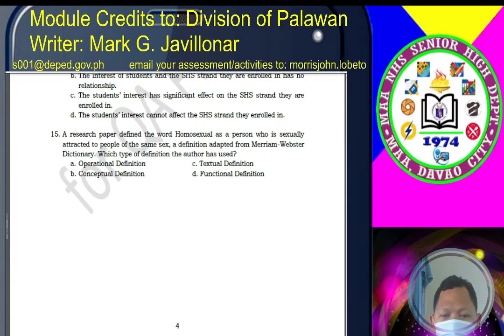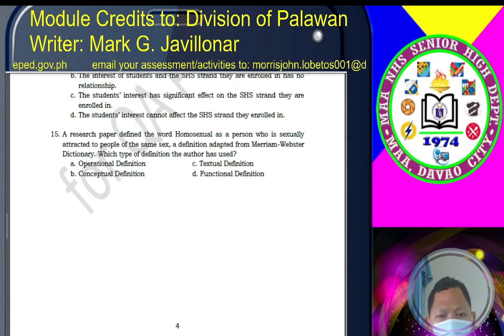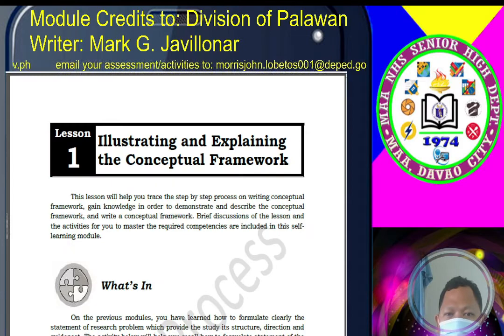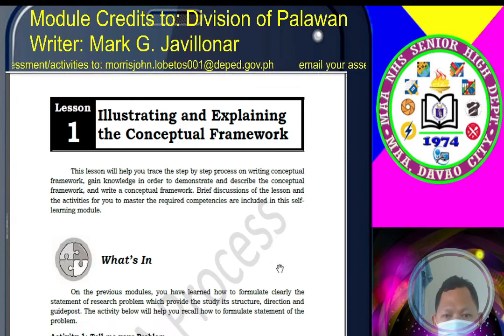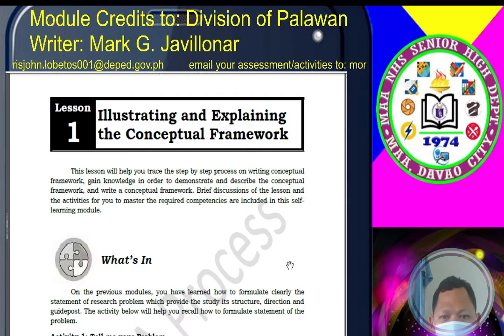Okay, I hope you got all the correct answers correctly. Okay, we'll now proceed to our lesson 1. So, illustrating and explaining the conceptual framework. Okay? So this lesson will help you trace the step-by-step process on writing conceptual framework, gain knowledge in order to demonstrate and describe the conceptual frameworks, and write a conceptual framework.